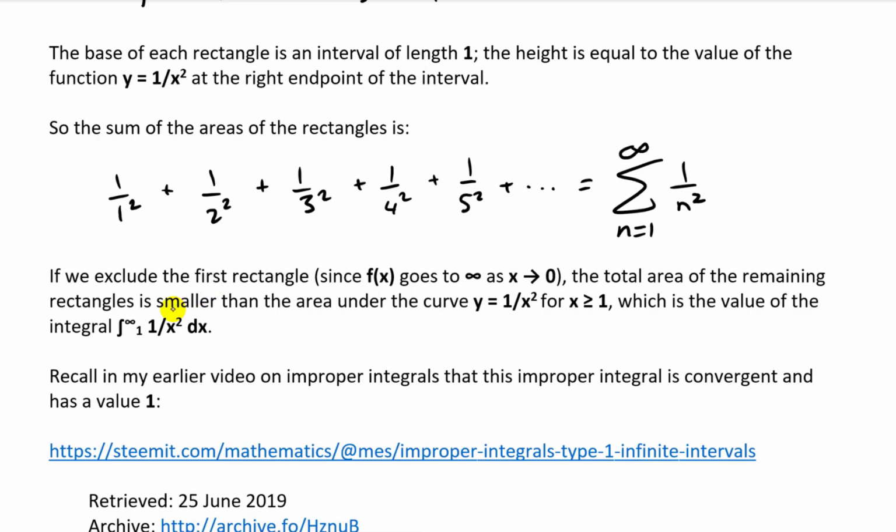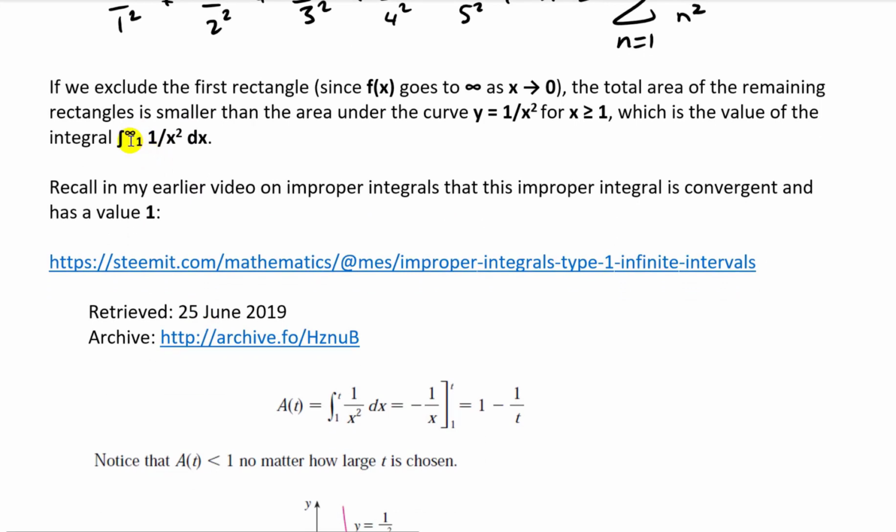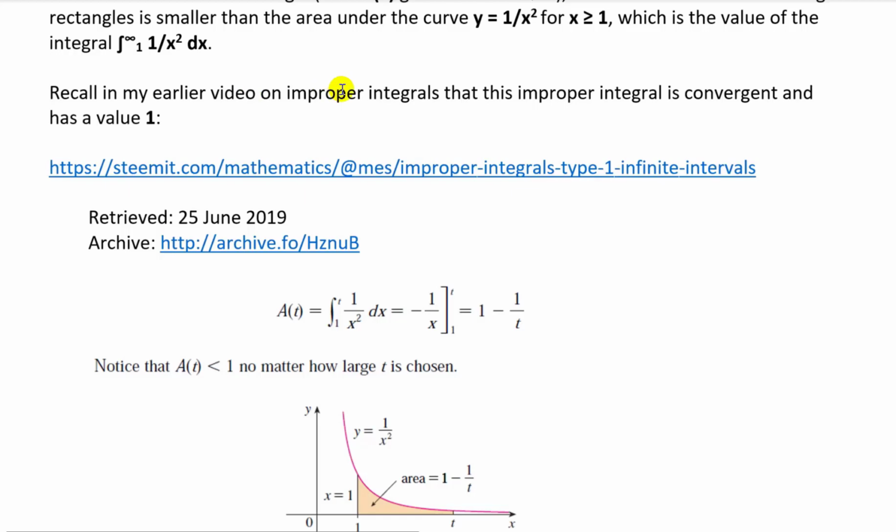So it's smaller than the area underneath this curve, which is the value of the integral from 1 to infinity of 1 over x squared dx. So again, 1 instead of 0, so you don't need to deal with the second infinity. Recall in my earlier video on improper integrals that this improper integral is convergent and has a value of 1. It's from the notes in my earlier video several years ago.